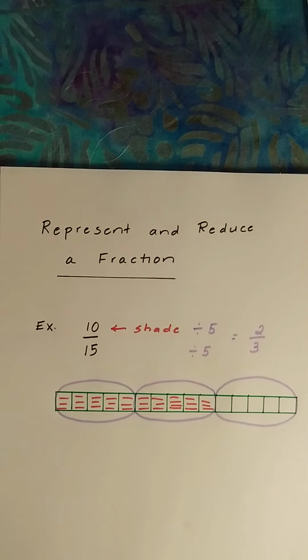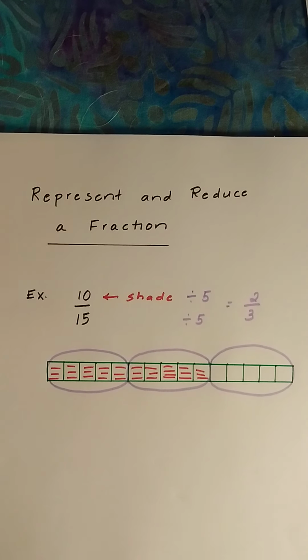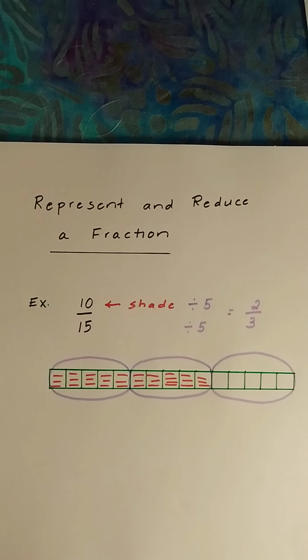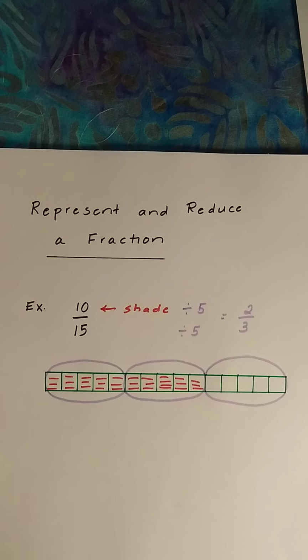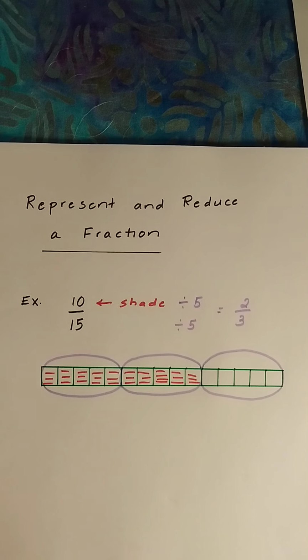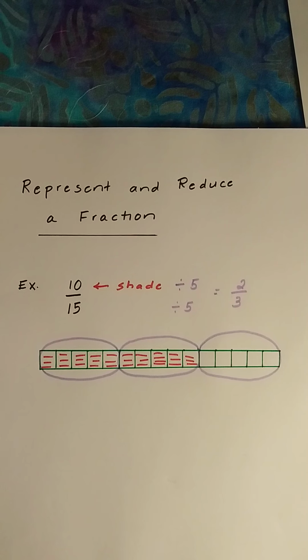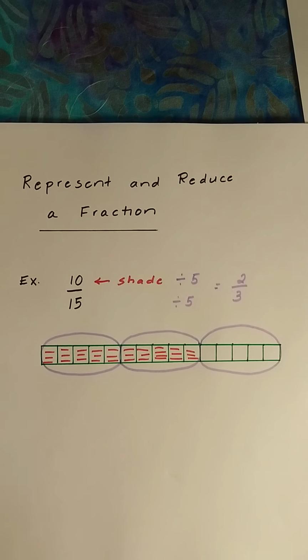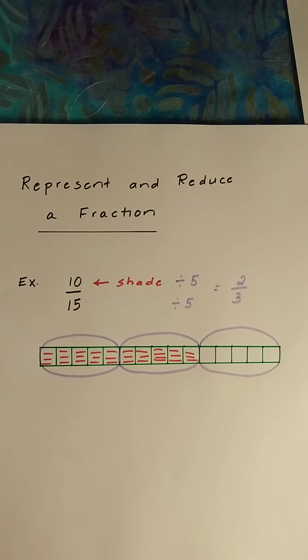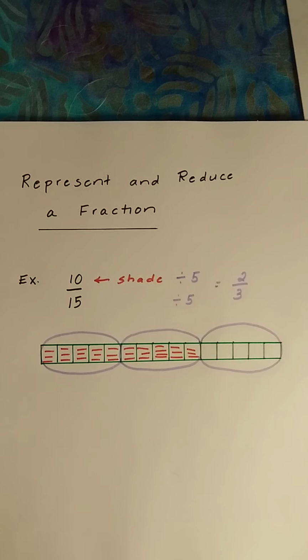So if you take a look, in purple I drew bubbles. 2 of my bubbles are colored in, that's the numerator. And I have 3 bubbles in all, that's the denominator. So my simplified fraction is 2/3.